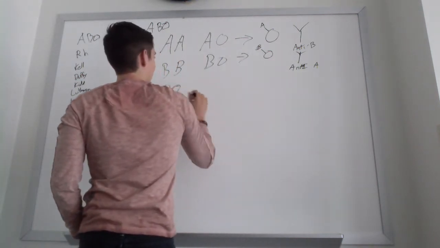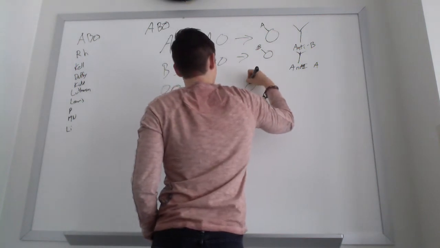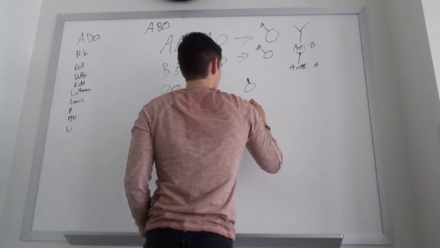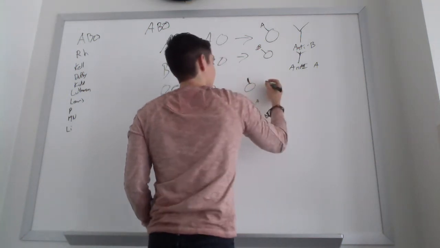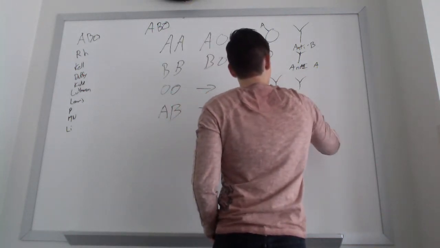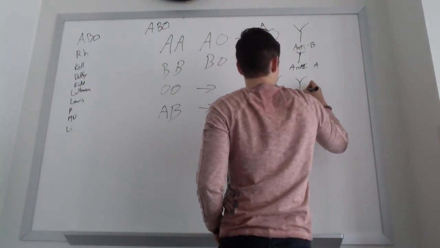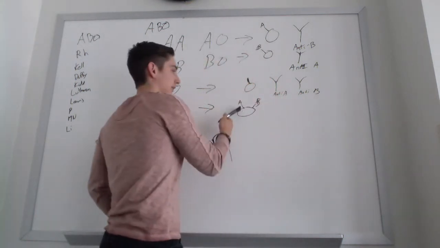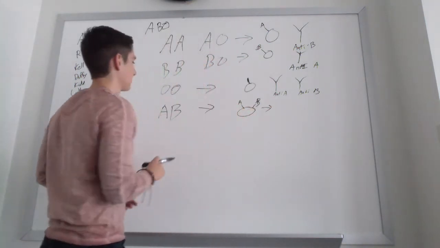This person, OO, will just be type O. And this person will be AB, so what you'll see is both A and B. Sorry, type O will actually have both antibodies present, so this will be anti-A and anti-B. And this person, because they have both antigens, won't have any antibodies for these types.